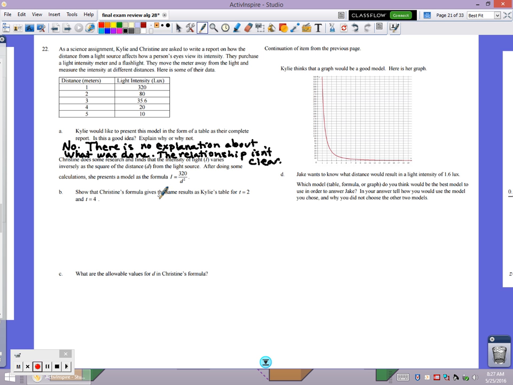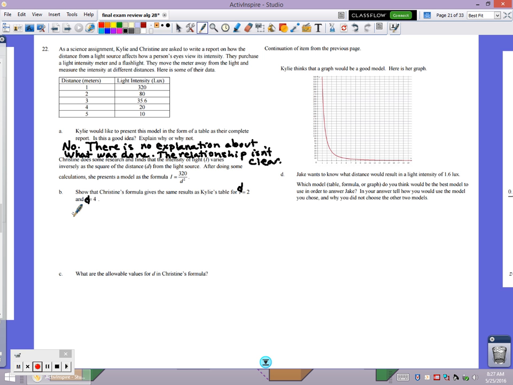We need to show that Christine's formula gives the same results as Kylie's table for t equals 2 and t equals 4. But I feel like maybe it should have said d equals 2 and d equals 4. So I think that may have been a typo. So I'm going to change that to d.